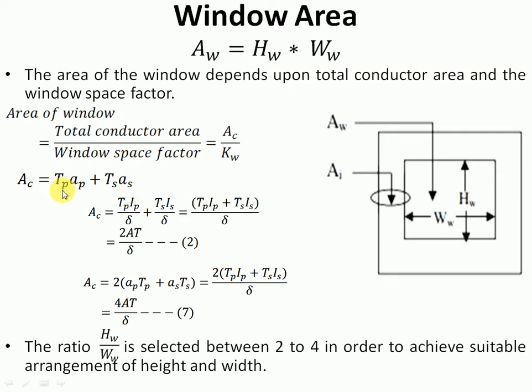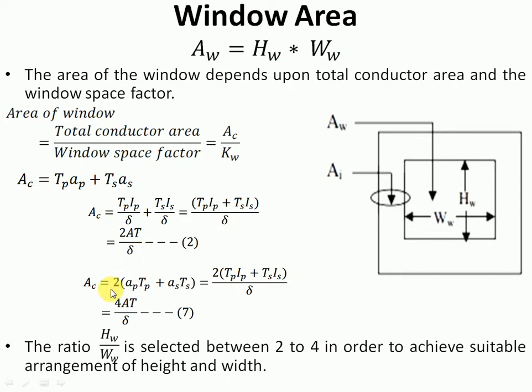TP is actually the primary turns and AP is actually the area of conductor in primary winding. Similarly, TS and AS corresponds to the secondary winding. This relation is also quite familiar for you. You have studied about them in the derivation of output equation in both single phase transformer as well as three phase transformer. Instead of AP we can substitute as IP by del. The same relation which we have written there is repeated here. So finally we can write AC as 2 times ampere turns divided by del, where del is actually the current density.